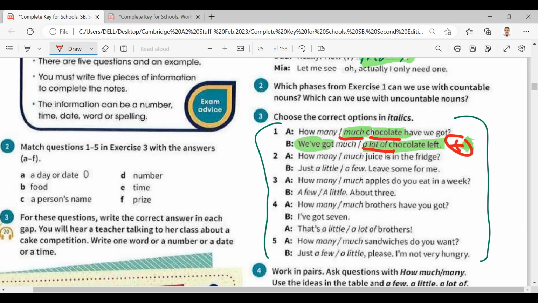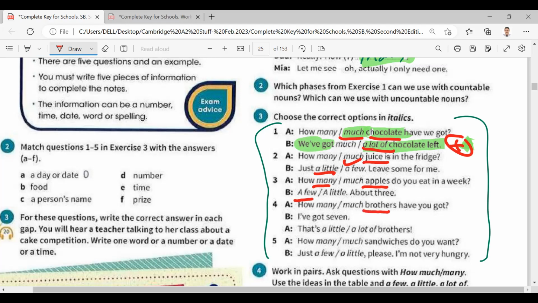The next one. How much? Exactly, because juice is uncountable. This is correct. How much? Just a little. Exactly, because I mean a little juice. So leave some for me. How many apples do you eat? How many? Of course, here countable. A few or a little? About 3. A few. Perfect. A few apples.